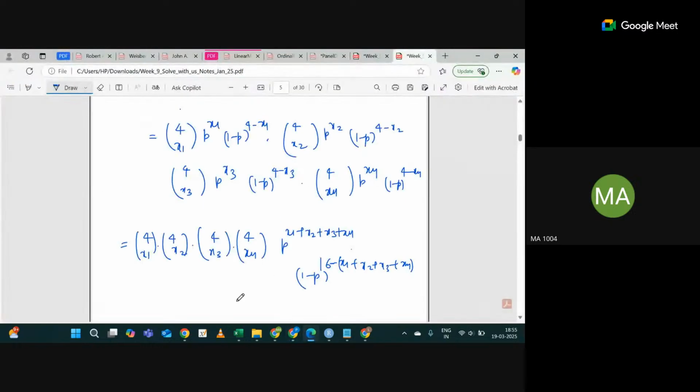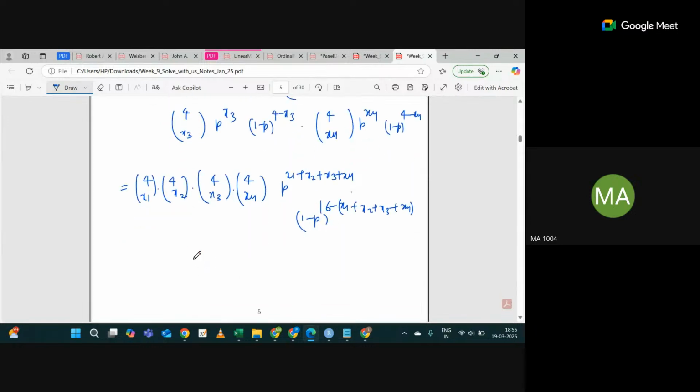2, 0, 4, 3, right? So we can substitute here. That's not a problem. So this will be 4C2, 4C0, 4C4 and 4C3, correct? And P raised to the power 2 plus 0 plus 4 plus 3. You can also do it starting from the first step. That's not a problem. So 2 plus 0 plus 4 plus 3. So what do we get?